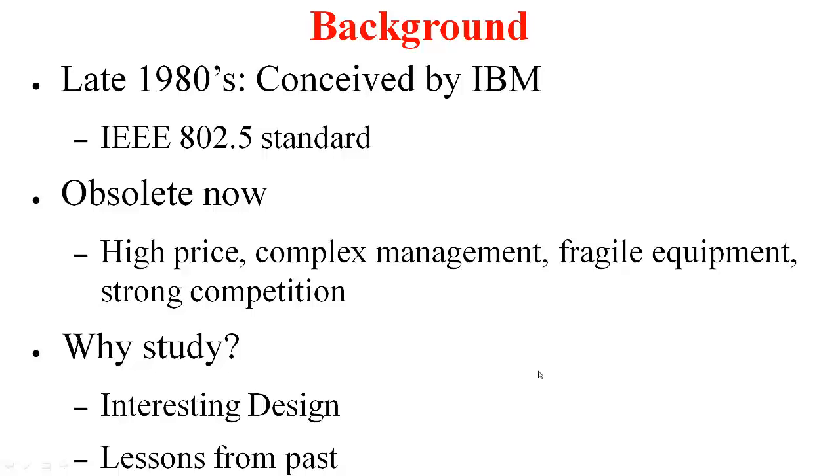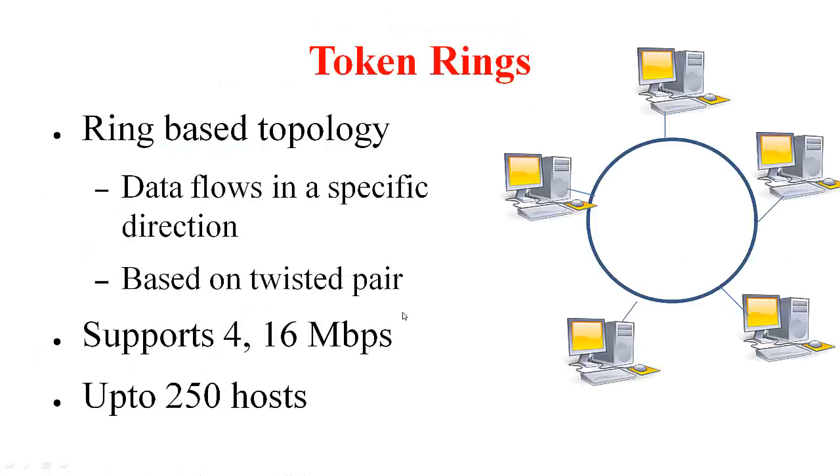So going on, as I mentioned earlier, the token ring was conceived by IBM, and goes with this particular standard name. It's obsolete because of high cost. It couldn't compete with Ethernet, which was already well established. It has complex management, as we will see shortly, and the equipment that it used was also rather fragile. Well, this is no surprise.